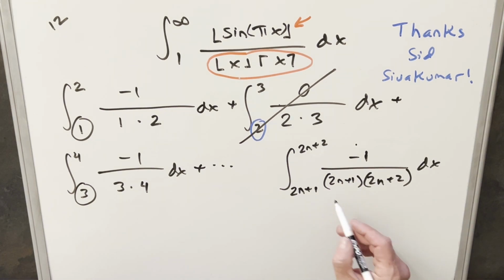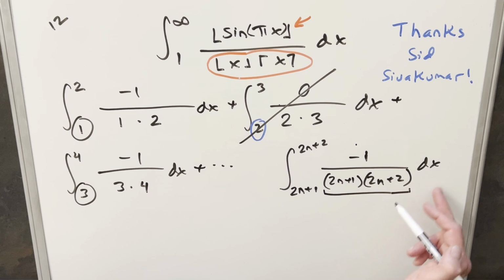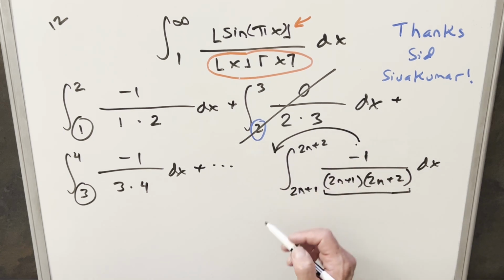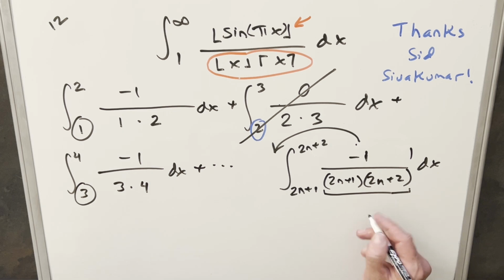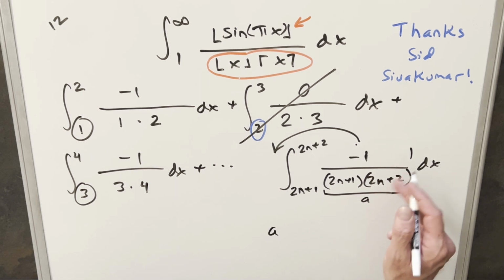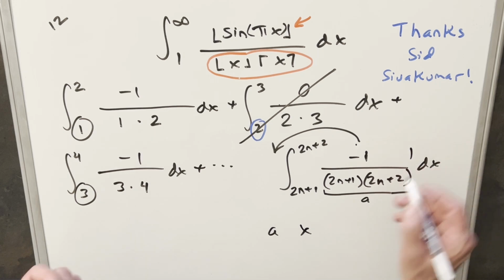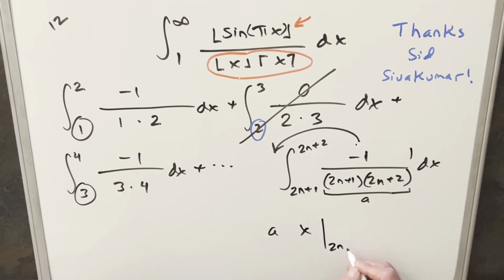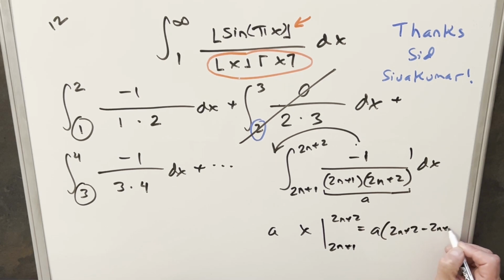And now when we integrate this, this is all going to be a constant with respect to x. So we can just bring this up front of the integral, and we're really just integrating 1. Let's just call this constant value here a, just so I don't have to write it again. And then when we integrate 1, we get x, and we're just evaluating from 2n plus 1 to 2n plus 2. But when you evaluate that and you do 2n plus 2 minus 2n plus 1, this all reduces to 1, and we just get back a.